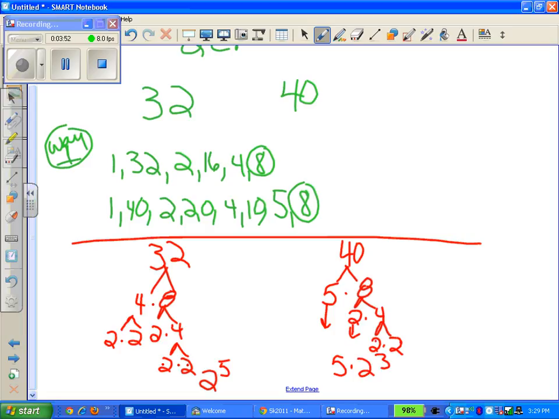What do they have in common? They each have 3 2's. So that would be 2 to the 3rd power, which is the same thing as 2 times 2 times 2. 2 times 2 is 4, times 2 equals 8. So the greatest common factor is 8.